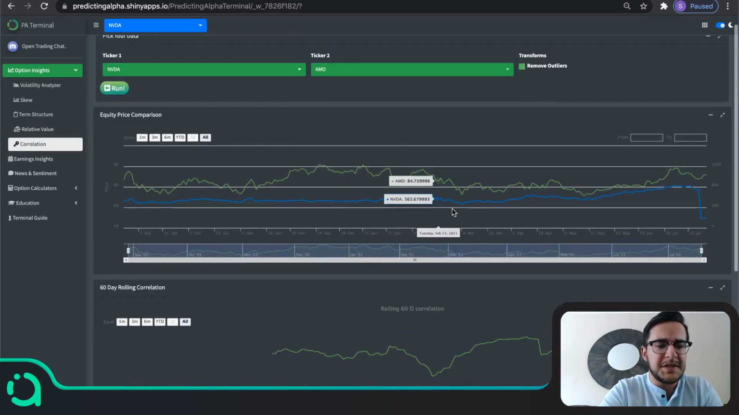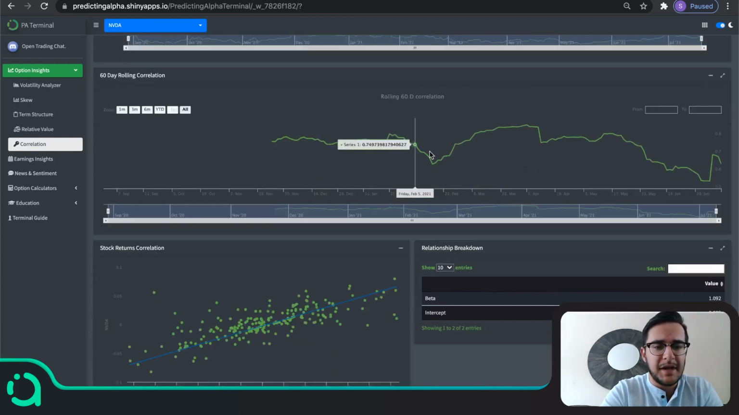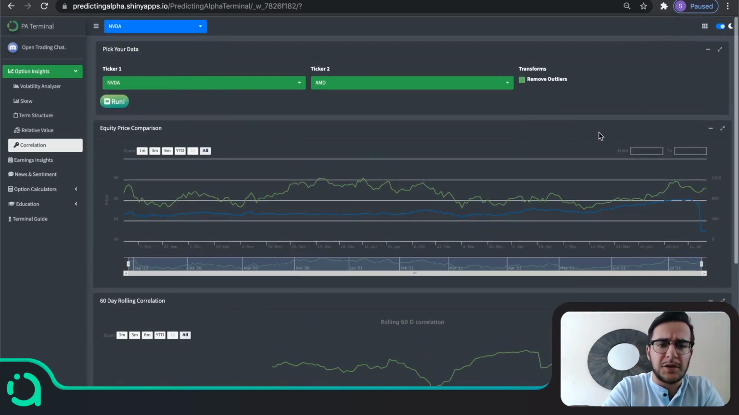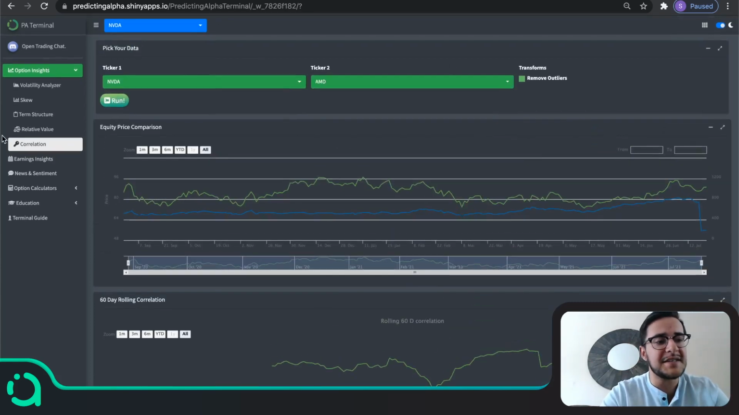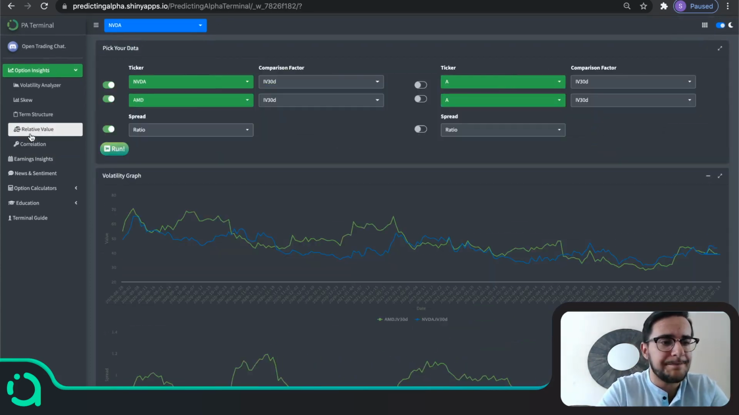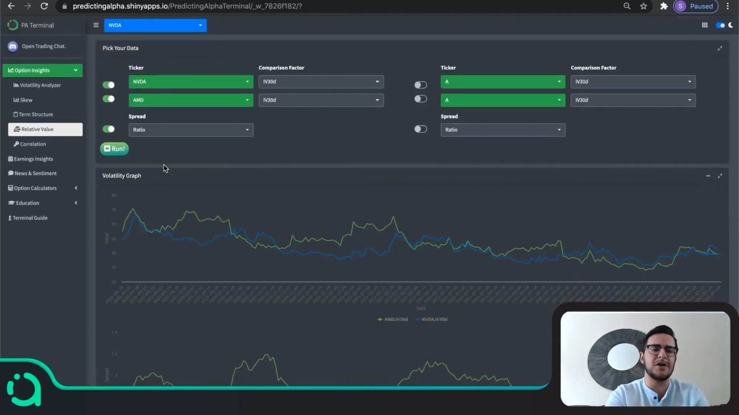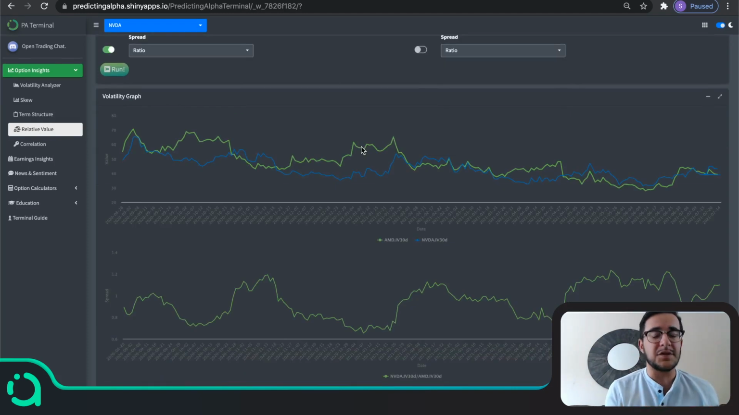So what we can see here, what I've done is basically plot NVIDIA and AMD and take a look at the rolling correlation between the two. And we can see that these stocks are about 70-75% correlated. So we should see these things trade pretty similarly to one another. So let's go a little deeper here. I'm going to do a relative value analysis where let's start off by plotting the relationship between NVIDIA implied vol and AMD implied vol. So this is really cool.